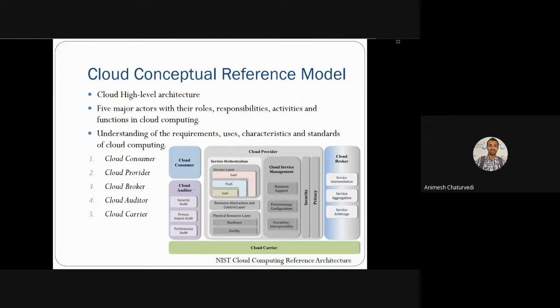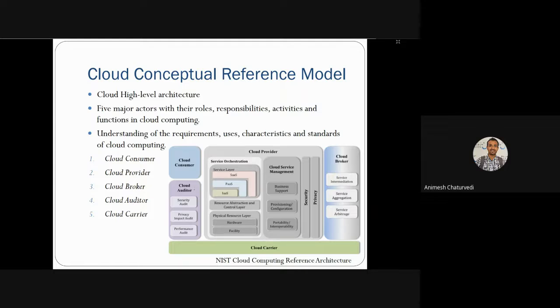So we need to understand the requirements of cloud computing, basically how these actors are used in this model, what their characteristics are, and what standards a cloud computing model should have. Then, what are these five actors? These five actors are listed as cloud consumer, provider, broker, auditor, and carrier.